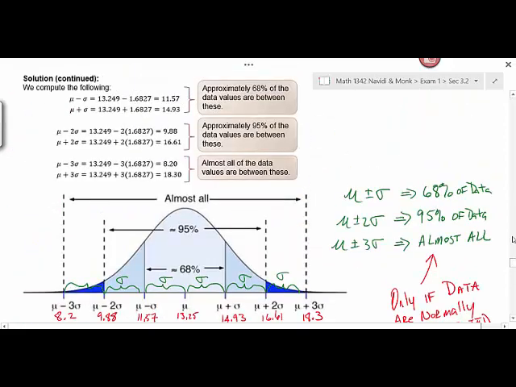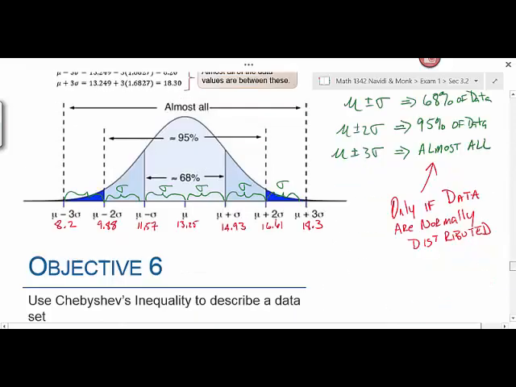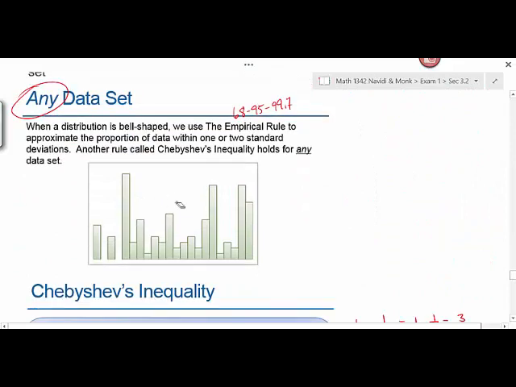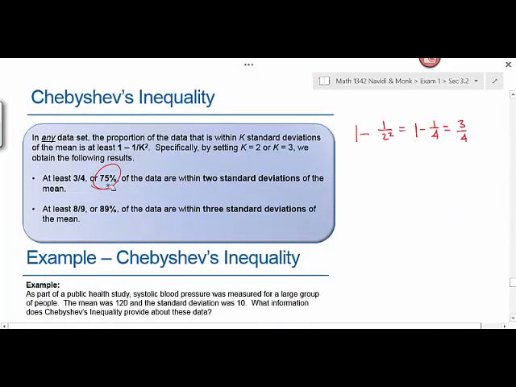Notice on the normal distribution, the tails are very thin. So if we get very far away from the mean, we don't have a lot of data left. Most of it's in the middle. But if your distribution looks like this, then you may have a lot more data in the tails, which is why this percentage here is lower when we're 2 standard deviations from the mean than it is for the empirical rule.